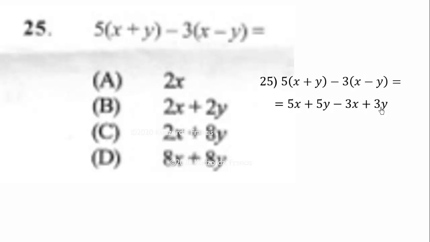So we get 3y. Now let's regroup the terms. So 5x minus 3x, then 5y plus 3y. Then let's simplify to get 2x plus 8y. So the correct answer is this.